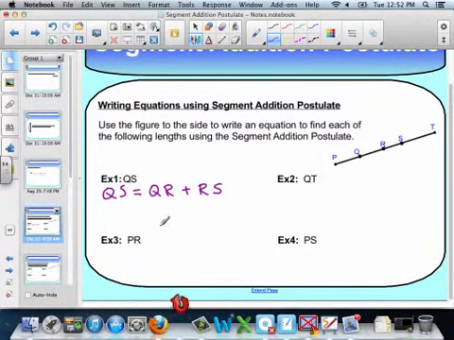So are we going to be filling in? Yeah, eventually you're going to be told what QR is, you're going to be told what RS is, but this right here, this little guy right here, that is the first step. Okay, writing out that geometric equation, because then from there, it's nothing more than substitution.